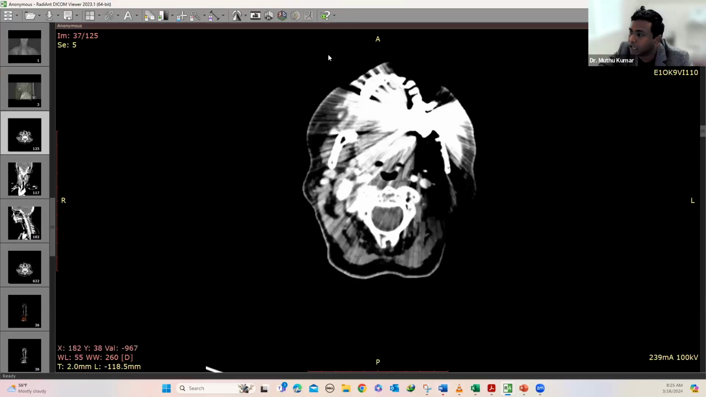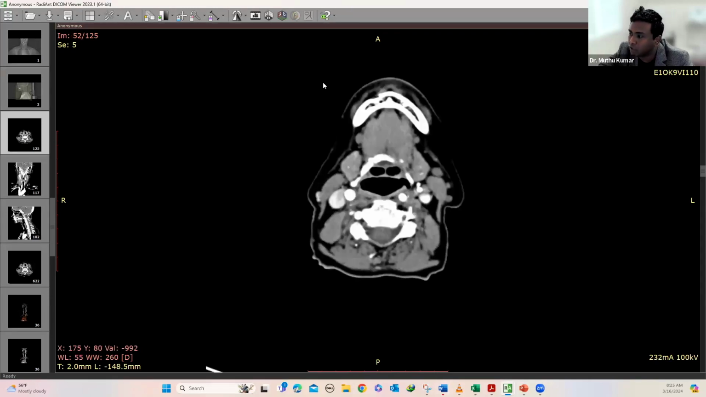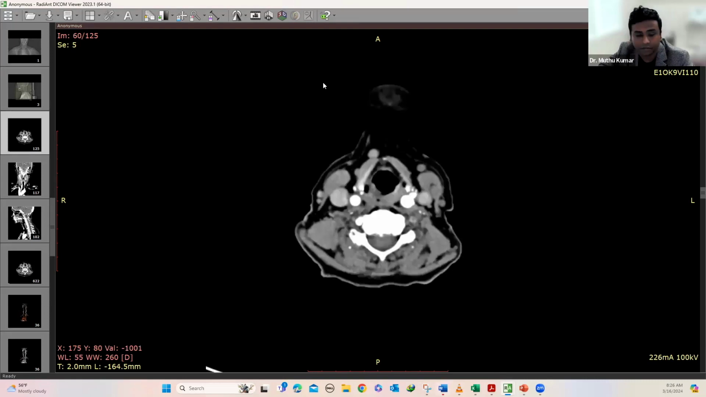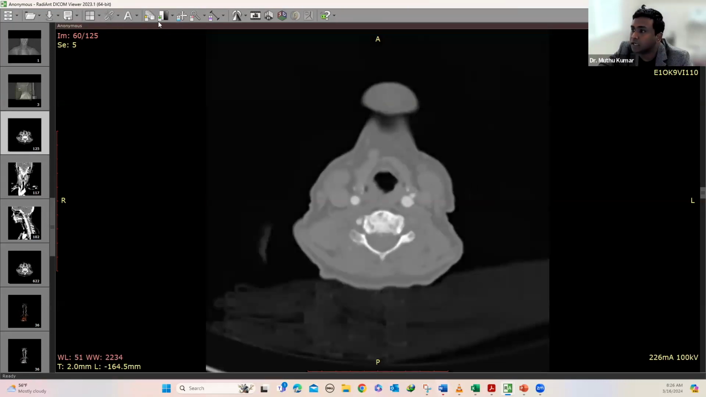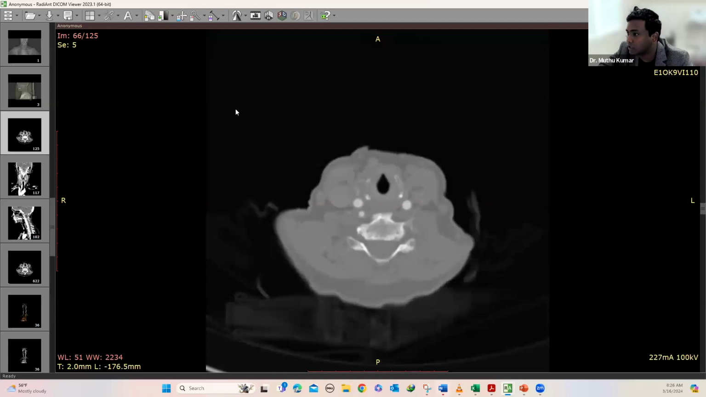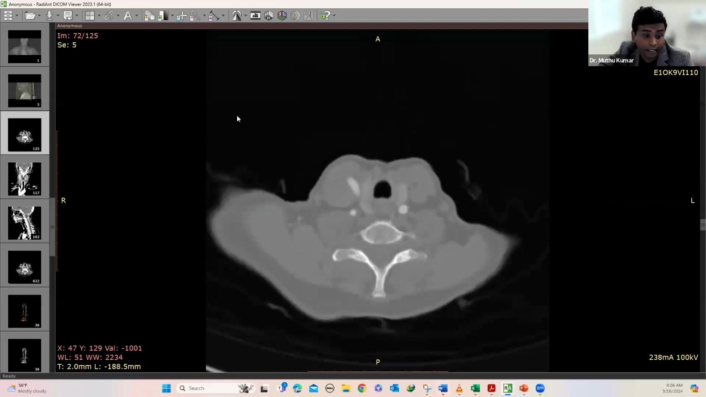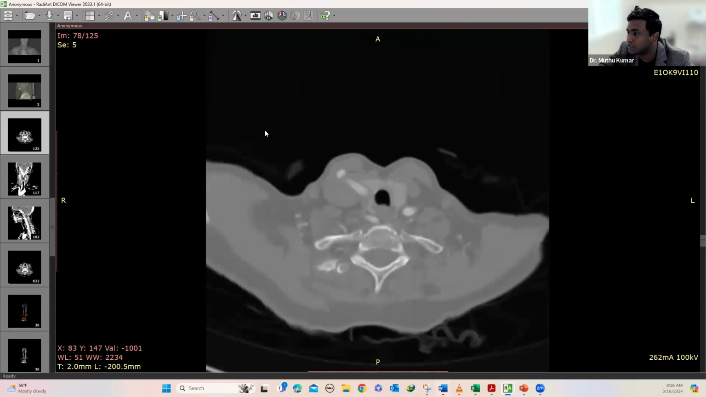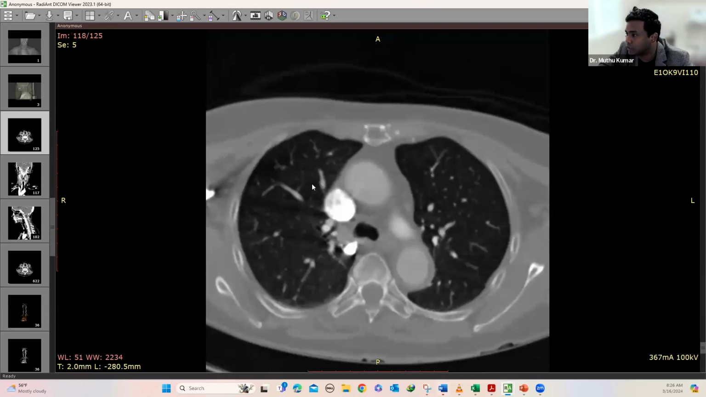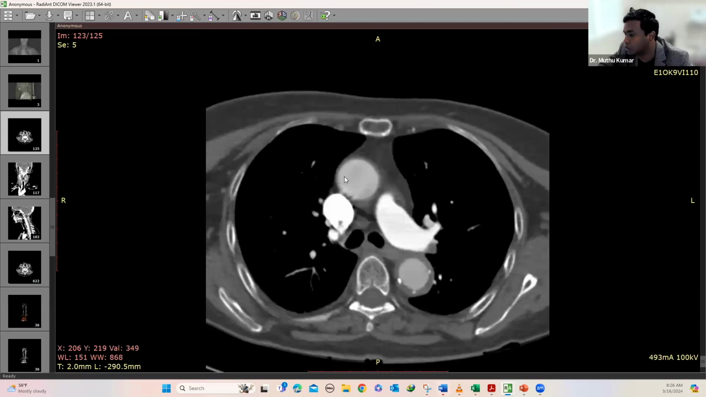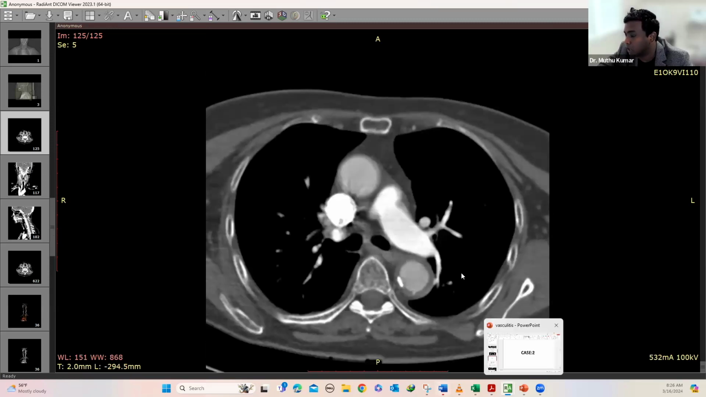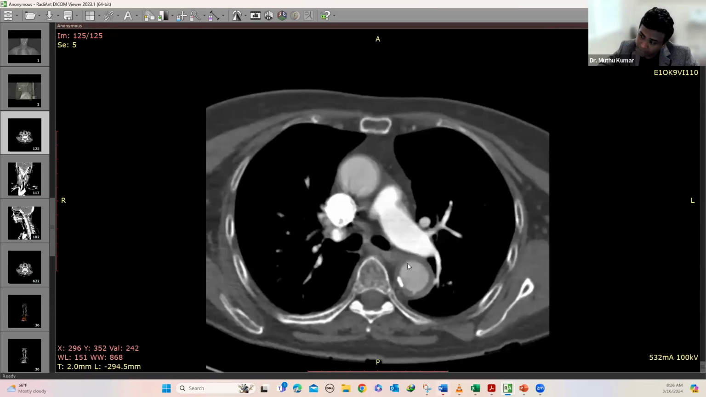So this is an 85-year-old female who presented with non-specific neck pain. They did a CTA neck because the patient is having a headache in the temporal region, and she also has raised inflammatory markers. And then the neuroradiologist wanted me to review the uppermost part of the neck.